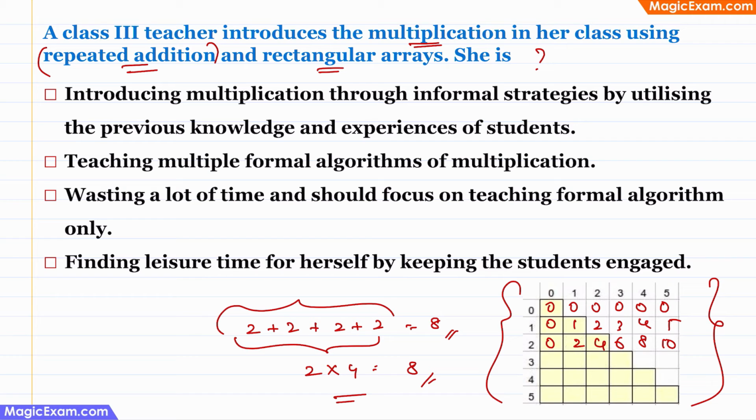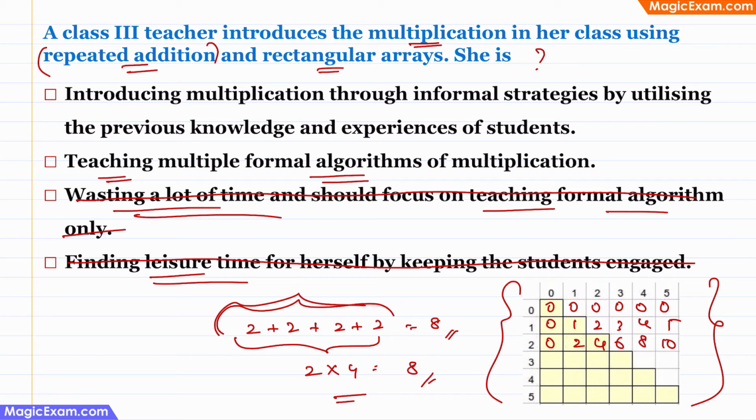Now, is she just finding leisure time for herself by keeping the students engaged in something? Absolutely not. This is incorrect. Next, is she wasting a lot of time and focusing on useless things, and she should be focusing on teaching formal algorithms only? Now this is also incorrect because she is not wasting time, right? And is she actually teaching multiple formal algorithms of multiplication? No, she is using informal methods, simple methods that students can understand, right? So this is also incorrect.